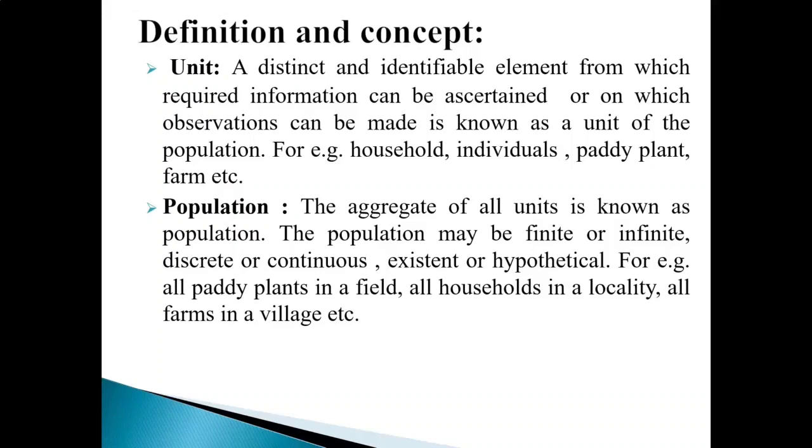Then there are discrete or continuous, existent or hypothetical populations. Different types of populations are there. Some examples have been given in this particular slide: all paddy plants in a field, all households in a locality, all farms in a village. These are some of the examples of population.